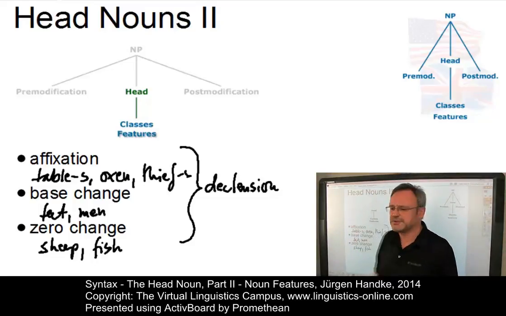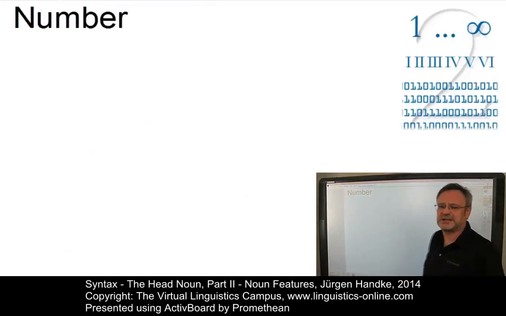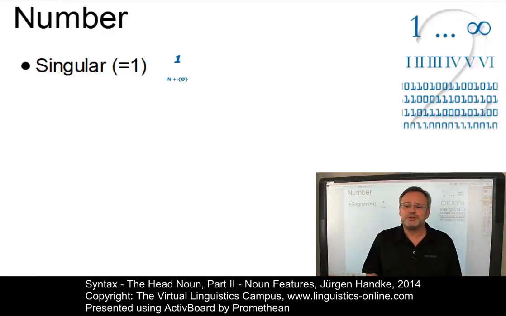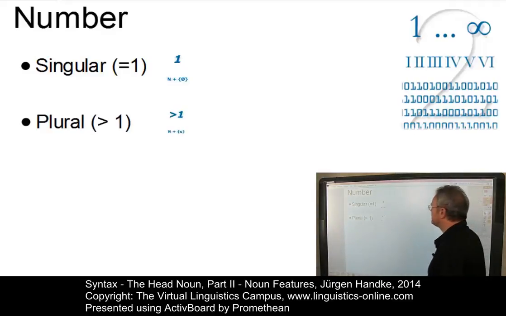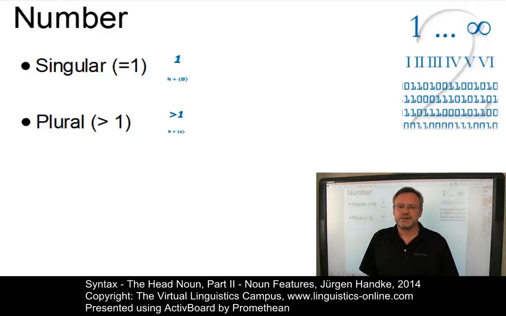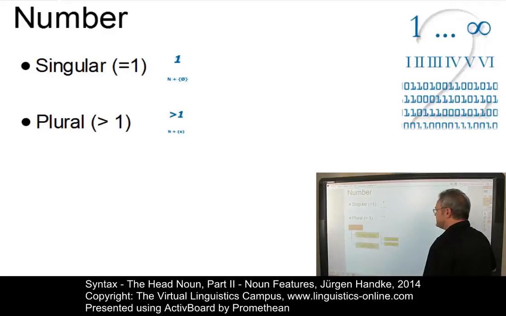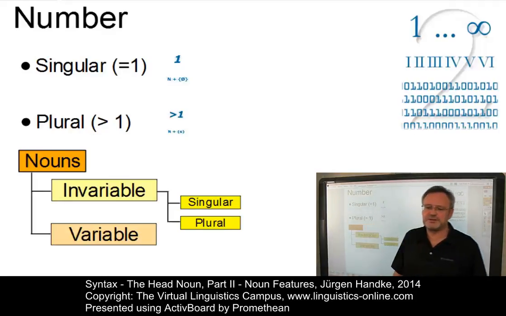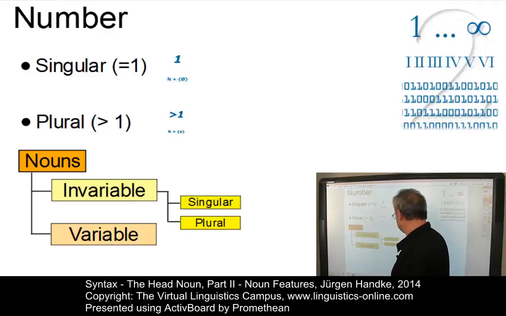Now let's look at number first. In English, there are two categories of number. The singular, which normally denotes one of anything, and the plural, which means more than one. Depending on their class membership, nouns can be assigned to invariable and variable number classes, where the invariable number class in turn can consist of singular invariable nouns and plural invariable nouns. Let us look at the invariable class first.